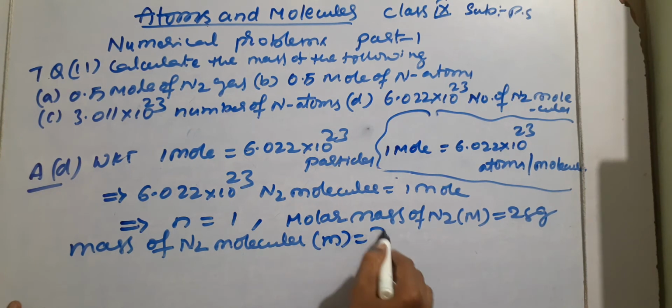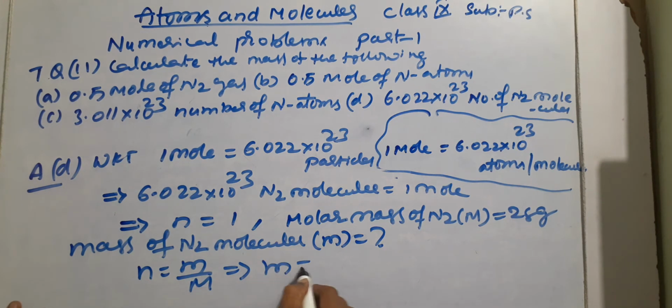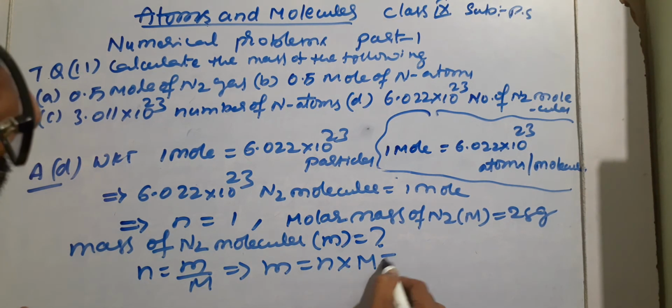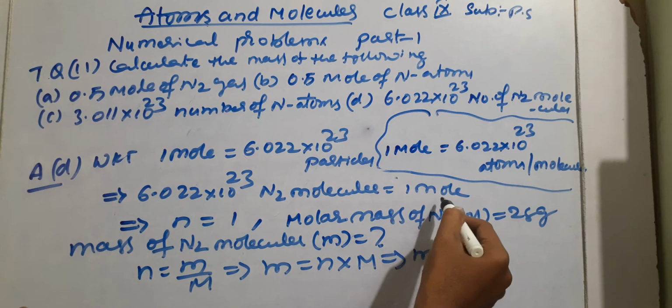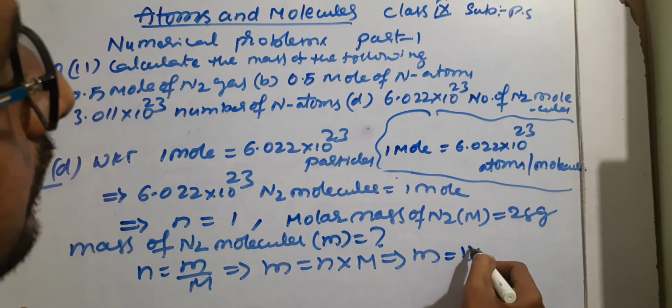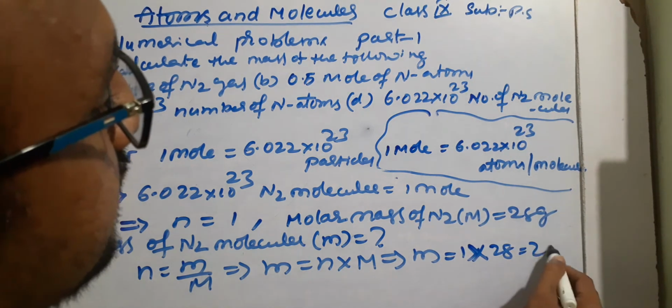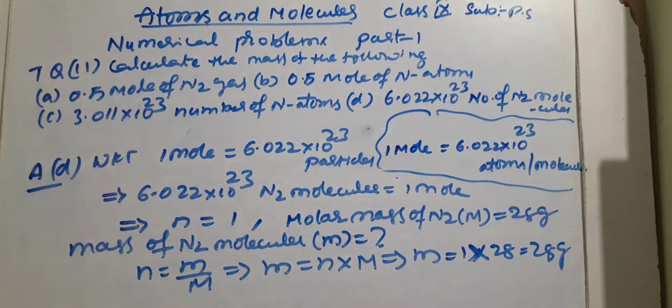So we have a formula, n is equal to small m by capital M, students. This implies small m is equal to n into capital M. The number of moles is indirectly given, that is 1. And the molar mass is calculated from the molecular weight of nitrogen N2, 28, which is equal to 28 grams. So that's all for these problems, question number 11 and 13, students.